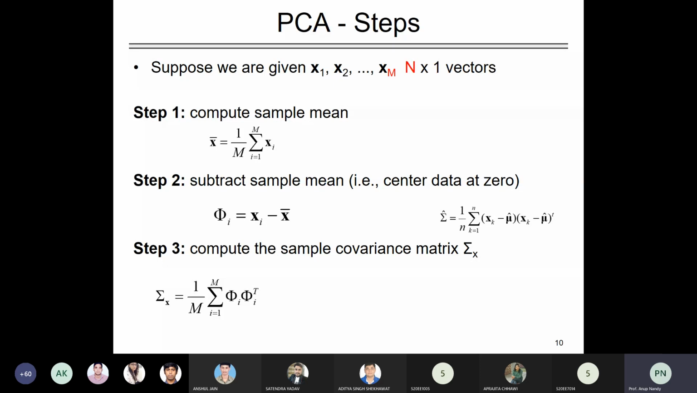Okay. Now you have to subtract the sample mean. You are just trying to calibrate this data, like center the data at 0. So you are trying to make it zero corrected, averaging all this data around the mean, so that you use phi i is equal to xi minus x bar.